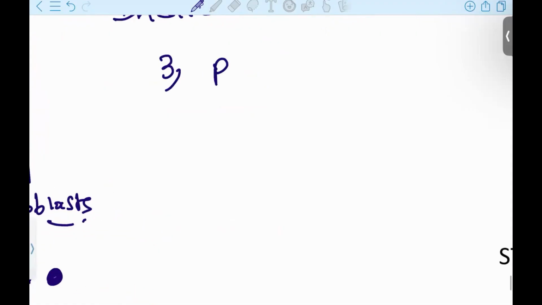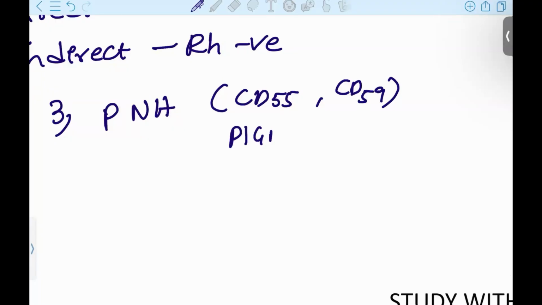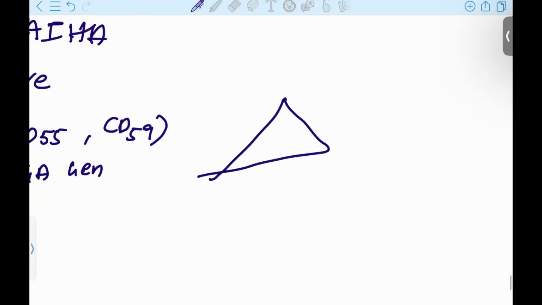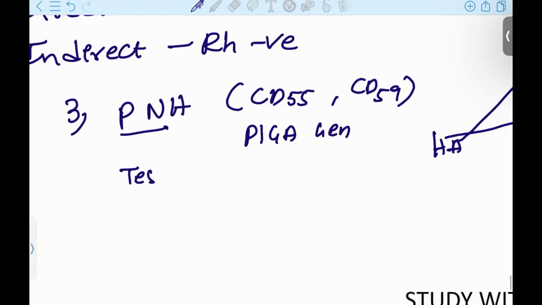And next one is paroxysmal nocturnal hemoglobinuria. This is due to CD55 and CD59. These CD markers are involved due to a PIGA gene mutation. In the night times specifically, there will be hemolysis. So the features of this triad will be, the patient will have pancytopenia, thrombosis, and also hemolytic anemia. The gold standard test for this patient is flow cytometry. Okay, this is one of the features.